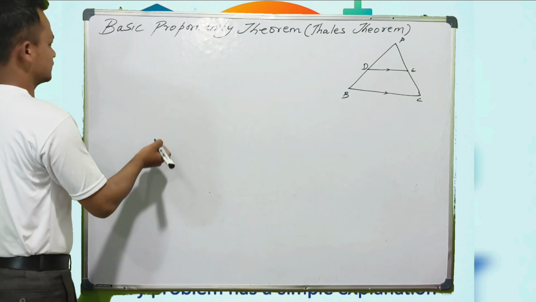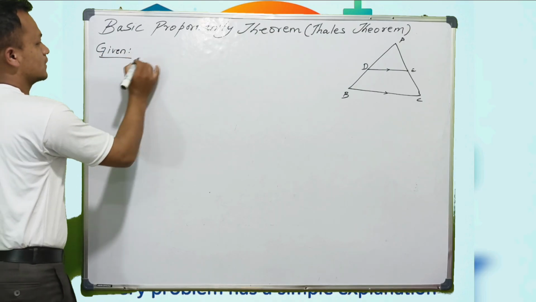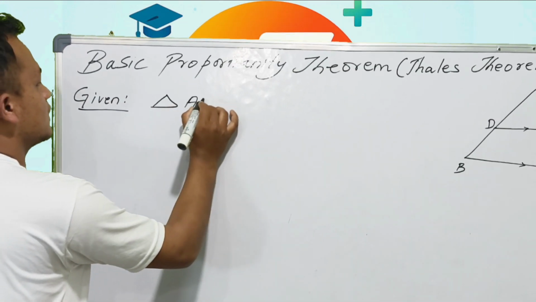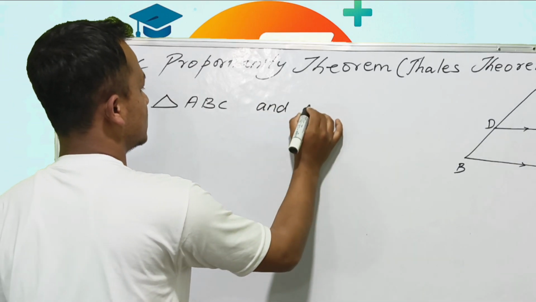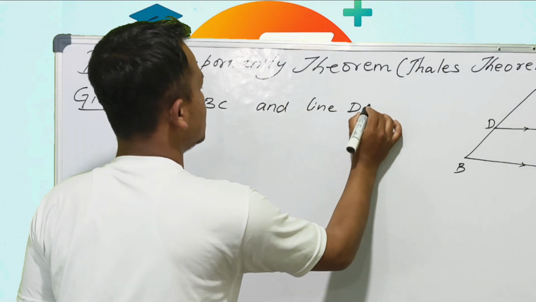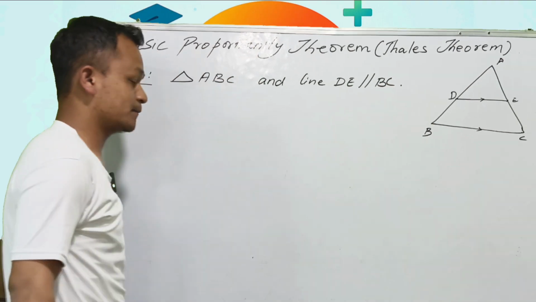Okay, so let's first write the given part. Given triangle ABC and line DE is parallel to line BC.